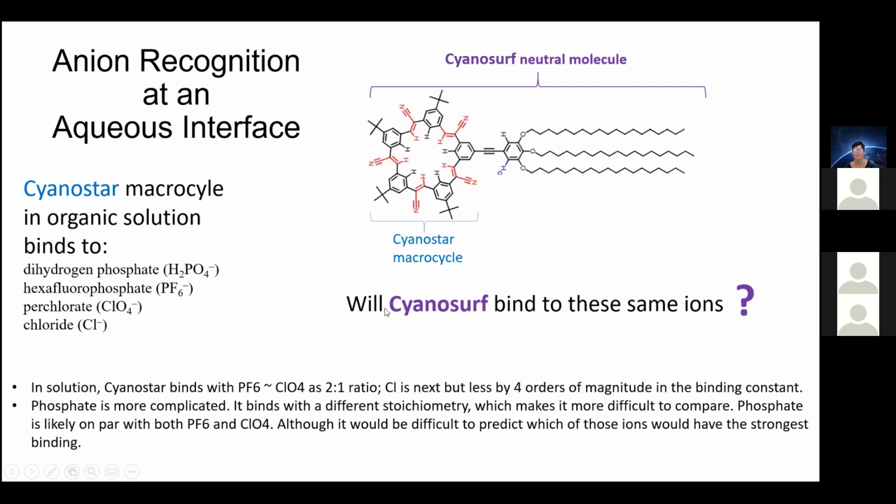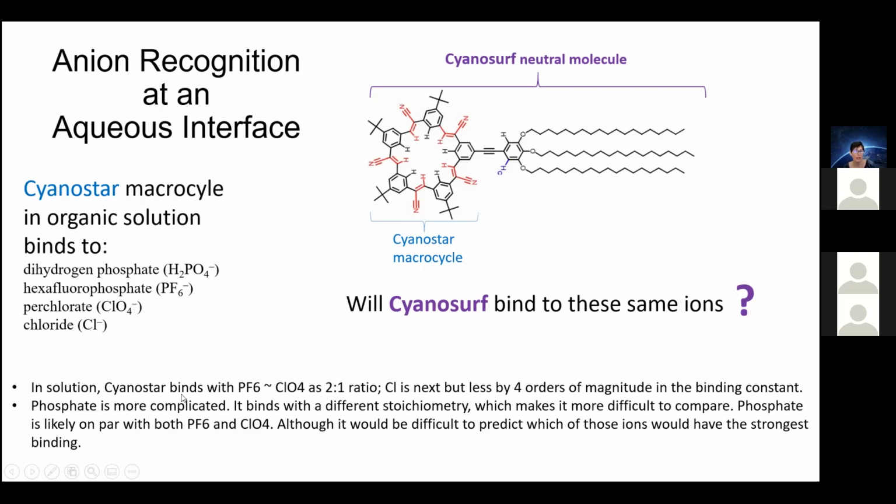So will cyanosurf bind to the same ions that the cyanostar bound to in the bulk organic phase? Those ions that have been tested are phosphate, of course, H2PO4. When I say phosphate in solution, it's always H2PO4 with a single negative charge. That's the predominant species at the pH that we're working at. Then the hexafluorophosphate, PF6-, perchlorate, and chloride.